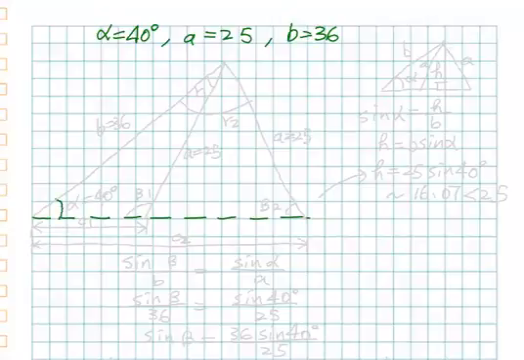We know that alpha is 40 degrees. It's a little bit less than half of a right angle. B is 36. I use 72 mm to represent the length with my ruler.